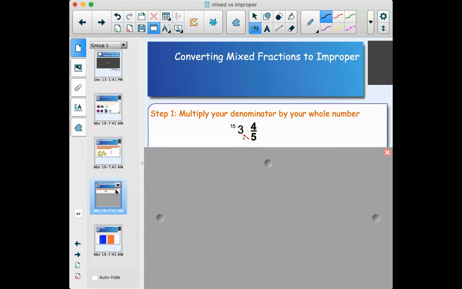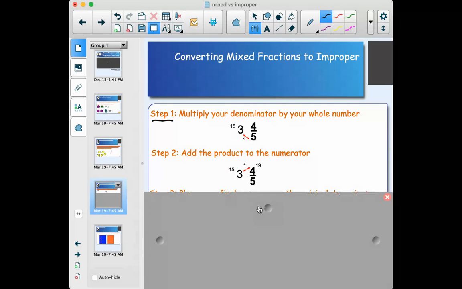So these are the two ways to represent numbers that are bigger than 1, either as mixed numbers or as improper fractions. Let's talk about switching back and forth. If you're going to convert a mixed number to an improper fraction, here are the steps. Please be writing down these steps. Step 1, multiply your denominator by your whole number. So if I look at this example, I have 3 4/5. I want to make this an improper fraction. So I'm going to start by multiplying the denominator by the whole number. So I'm going to start with 3 times 5. 3 times 5 is going to give me 15.